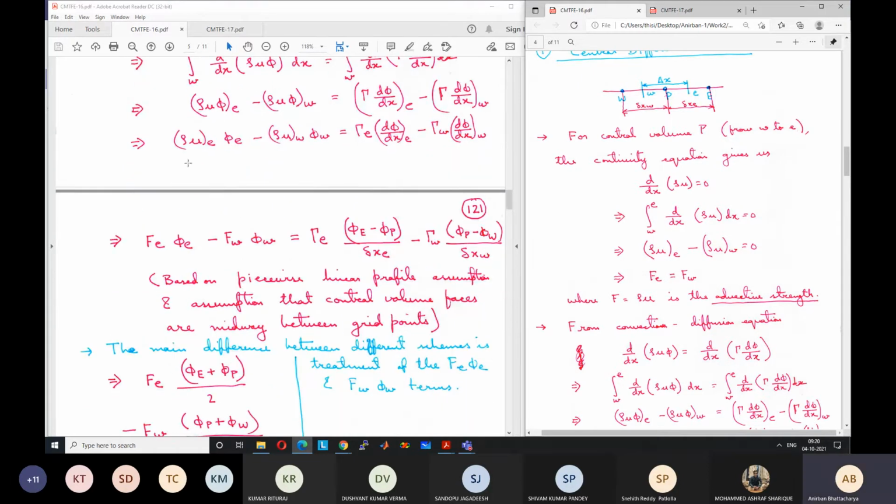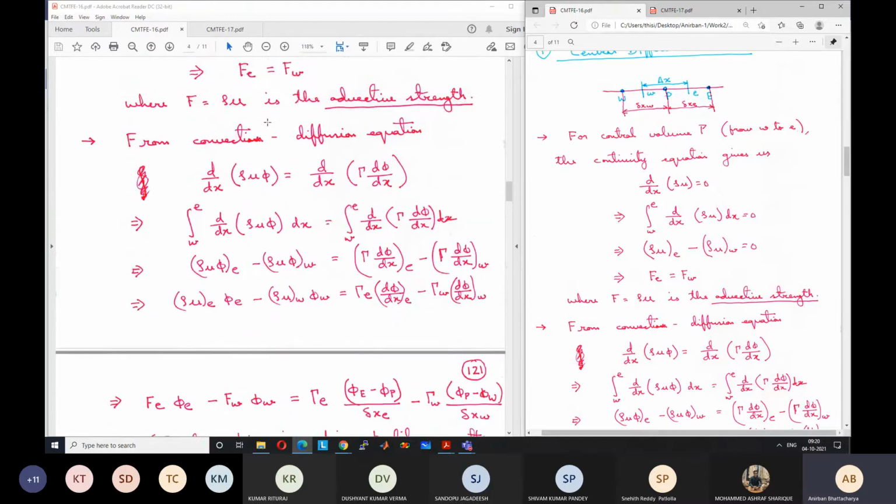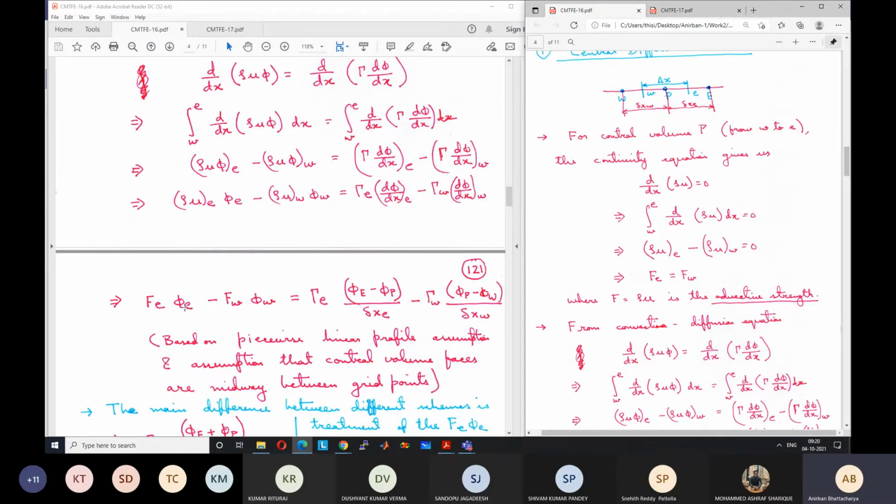So this rho u east can be written as F east based on our advective strength symbol. So Fe phi e minus Fw phi w is equal to gamma e. This part we know how to treat, we have already discussed. We can take a piecewise linear profile assumption between adjacent grid points.